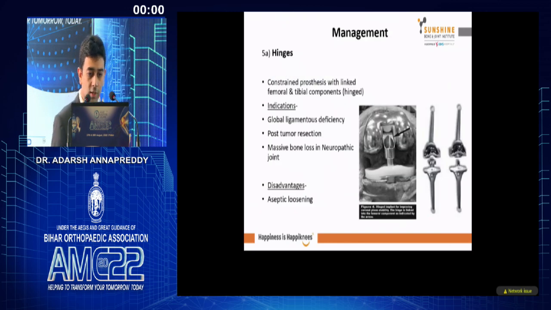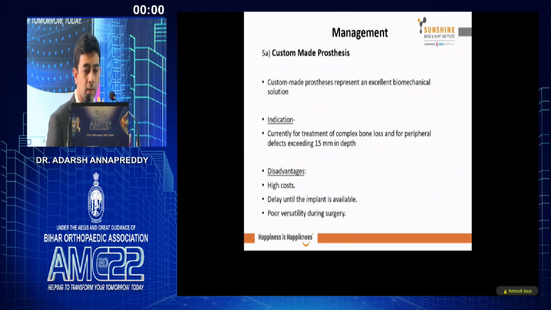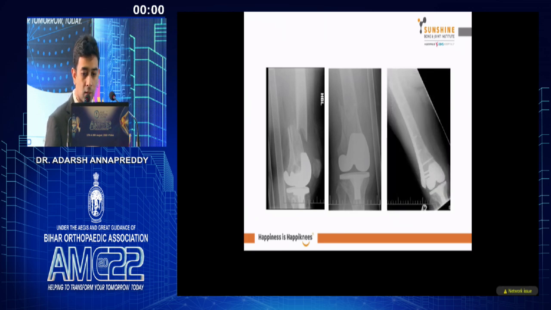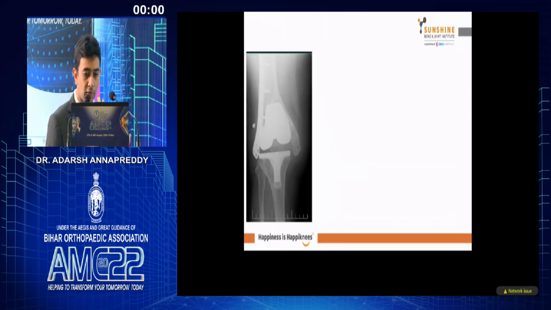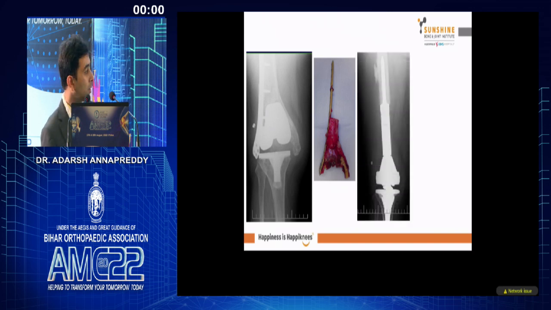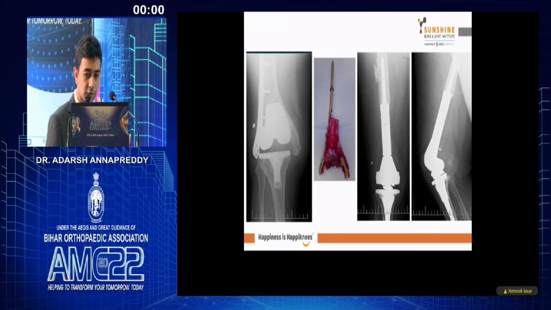Hinges: in severe cases, a constrained prosthesis with a link is used, basically hinges, where you have global ligamentous deficiencies, post-tumor resections, and massive bone losses. Of course, the disadvantage is aseptic loosening, but by this stage, we may not have any other options. Okay, and custom-made prosthesis, like if you take this example, there was a supracondylar fracture, and they put a plate, but that also failed. There's a huge bone loss there because you have to remove the whole thing, and that can be replaced by a tumor prosthesis.